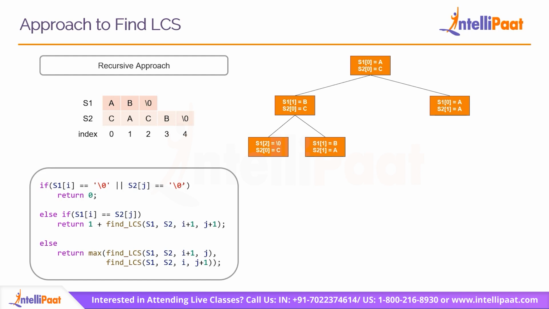Now looking on to the left side, we got S1 of 2 as \0, so it will return 0. Now moving on to the right, we have got B and A, so again the execution will go two different ways.